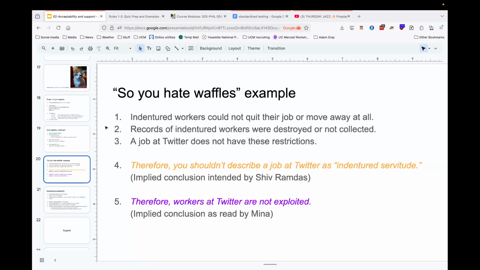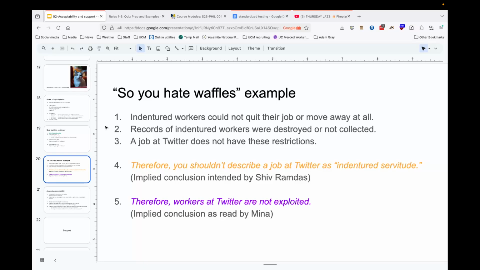I think we can put this into premise conclusion form. It's not quite as neat as the canned examples we've been looking at, but it goes something like this. Premise 1, indentured workers could not quit their job or move away at all. Premise 2, records of indentured workers were destroyed or not collected. Premise 3, a job at Twitter does not have these restrictions. Then, I think Shiv Ramdas intended this to support a conclusion that was left implicit, something like this. Therefore, you shouldn't describe a job at Twitter as indentured servitude.